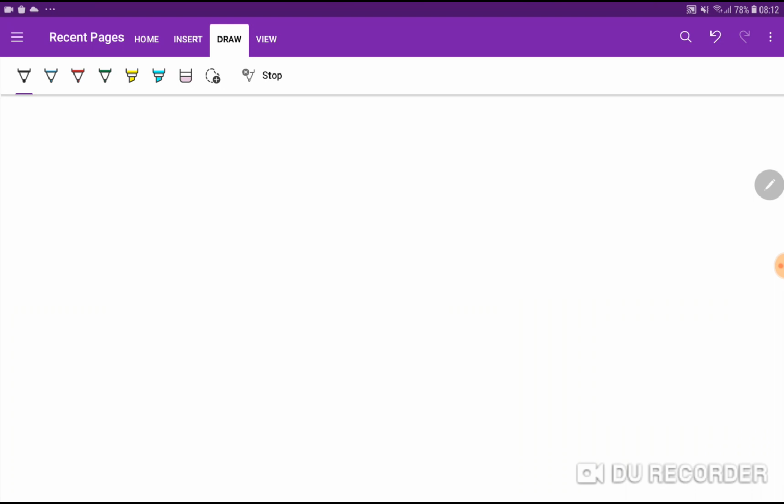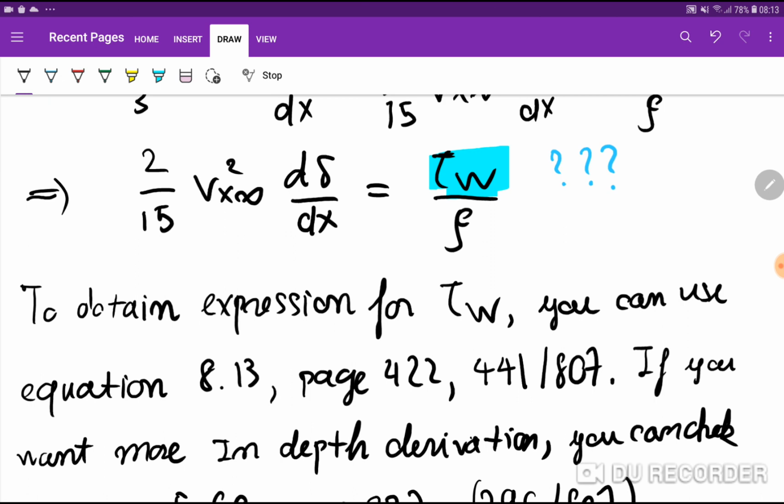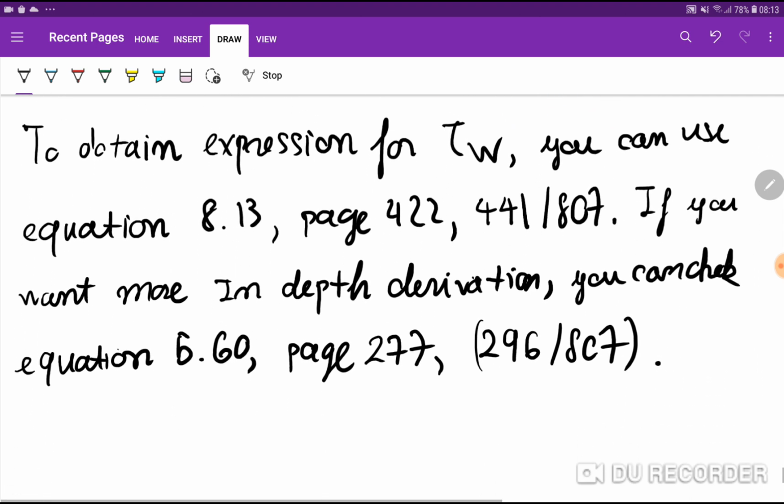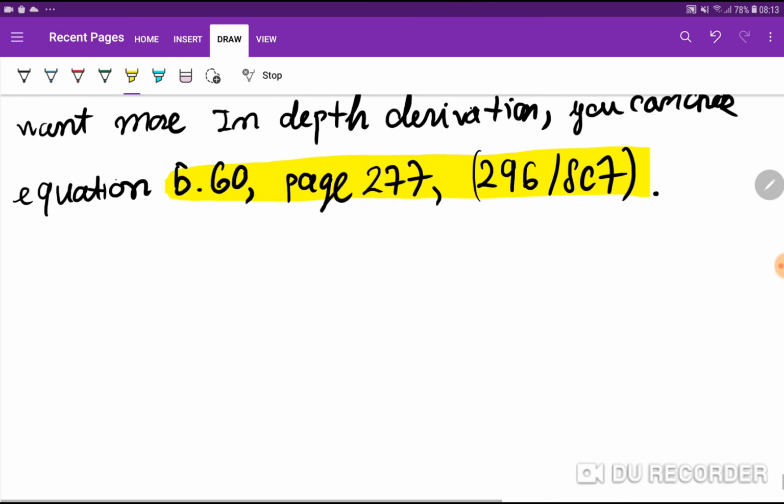So, recall in the last video, we derived an expression for the dδ/dx. However, we don't know what the shear stress is, in this case τw. I give you two equations in the textbook that we can use to find the expression. You have 8.13 or you have 5.60, but in this case, we use 8.13, okay? So let's see what 8.13 says.